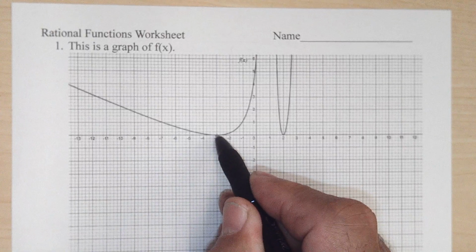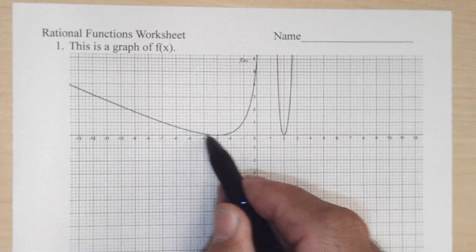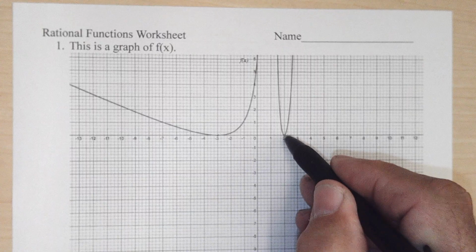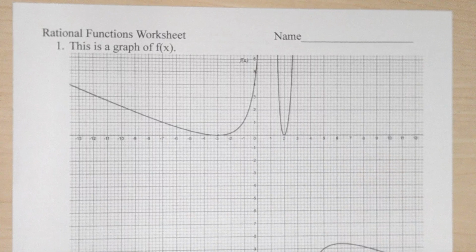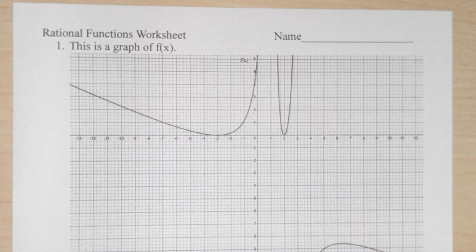So it looks like it touches x at -3. So that x-intercept is (-3, 0). And it appears to be a multiplicity of 2 because it bounces. And it looks like there's another one at 2. It also bounces, and so it has a multiplicity of 2, or 4, or 6.